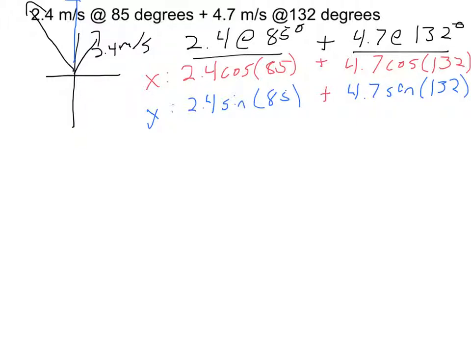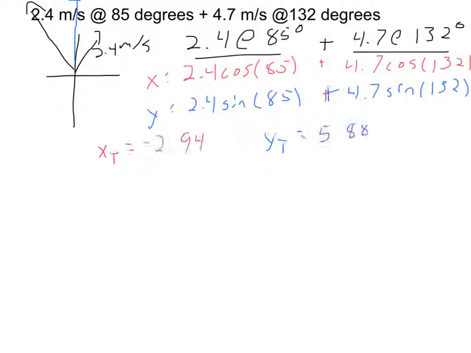In the steps, you sketch it out to get an idea so that we have something to compare against. Then you're going to break everybody into components. That's what I'm doing here. Remember, cosines for x, sines for y, and then add the x's, add the y's to come out with whatever your x total is and your y total. X total equals, y total equals. So you plug all that into your calculator and you come out with your x total to be negative 2.94 and your y total to be positive 5.88.